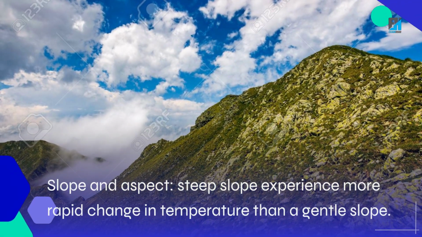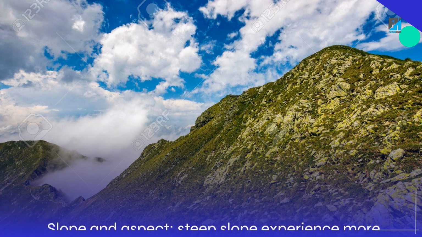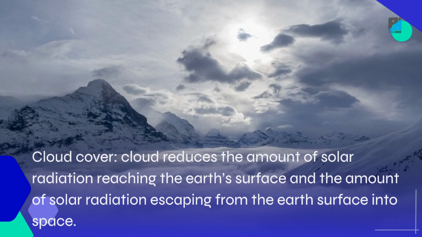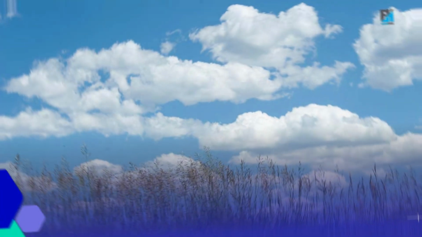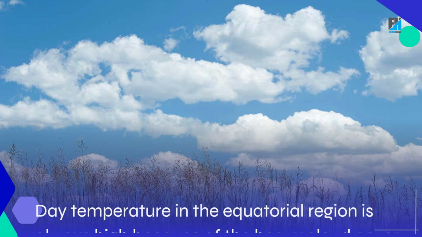Slope and aspect: a steep slope experiences more rapid change in temperature than a gentle slope. Cloud cover: cloud reduces the amount of solar radiation reaching the Earth's surface and the amount of solar radiation escaping from the Earth's surface into space. Day temperature in the equatorial region is always high because of the heavy cloud cover.